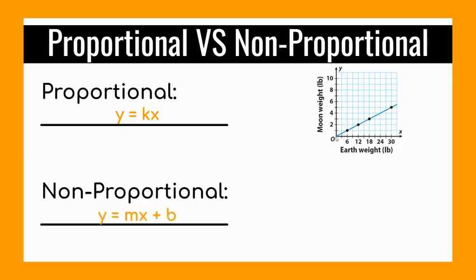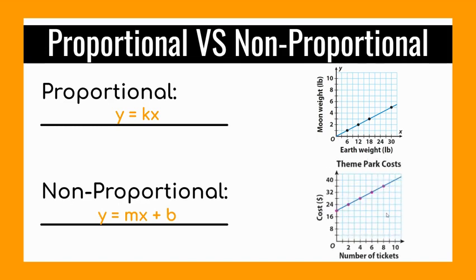Non-proportional is y equals mx plus b. You have a number multiplied by x, and then I'm adding or subtracting a number to that. If I look at here, theme park ticket costs, the number of tickets, even if you buy 0, you're still going to spend $20 because that's probably what you pay in parking. So the line does not touch 0, 0, so it is not proportional.